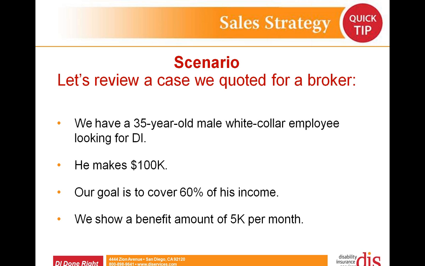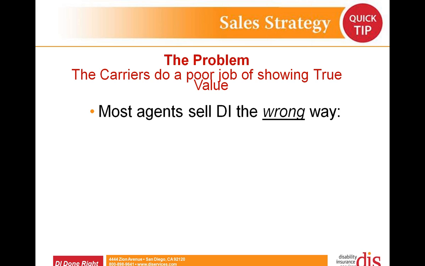So if I have a 35-year-old white-collar employee looking for DI, making $100K, the insurance carrier is only going to allow me to show around $5,000 a month of disability coverage. So that's what I'm going to show. So let's say you have this client, you come to Disability Insurance Services, and you say, hey, please quote me a disability illustration for this client. I'm ready to present him something.